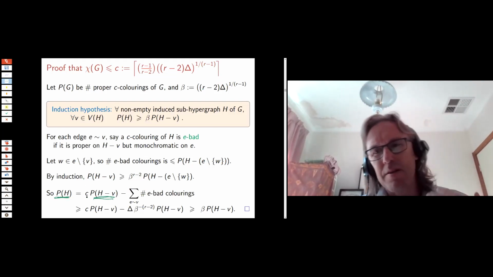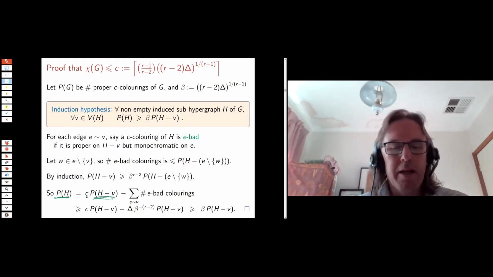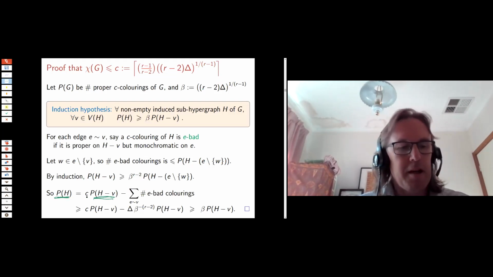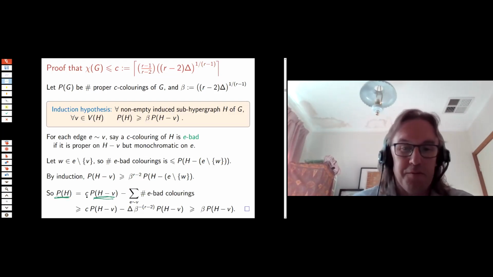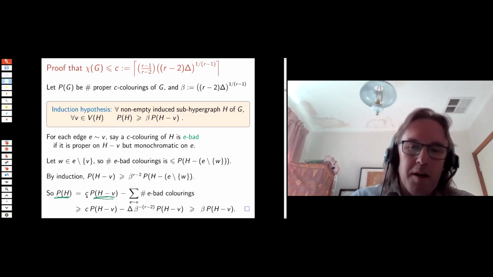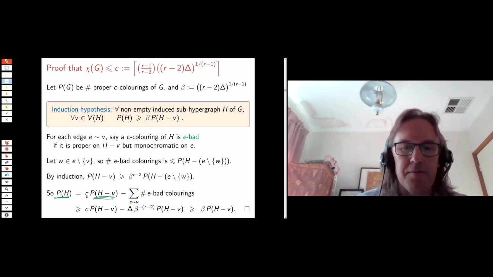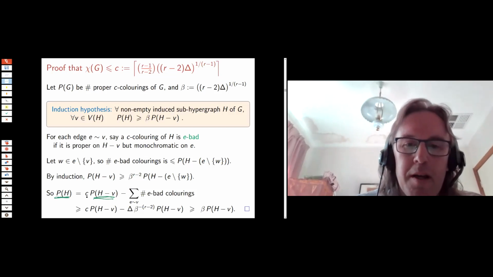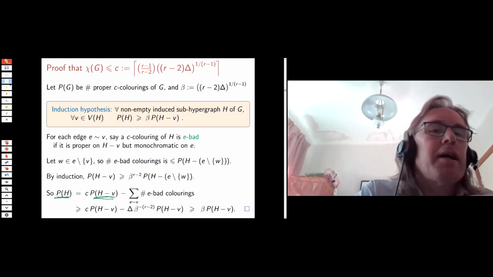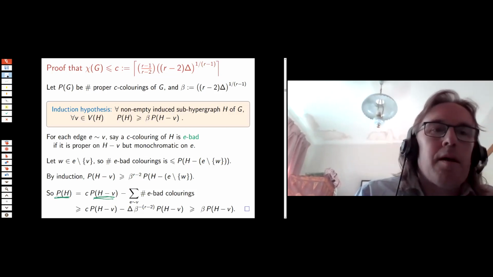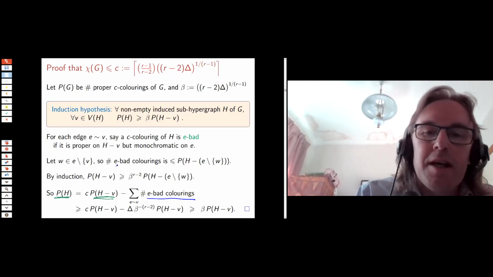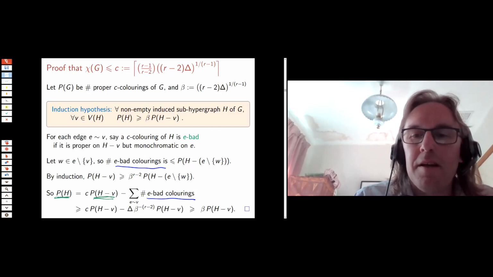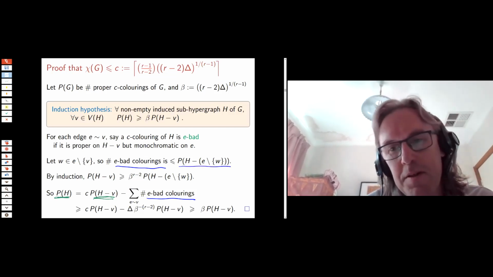But some of those colorings are proper, some of them are not proper. And I care about the proper ones. So I have to subtract away the number of colorings that are bad, meaning they created a monochromatic edge. But that monochromatic edge has to involve V itself. So I subtract away all the E-bad colorings when I sum over all the edges E incident to V. But now I can just bring in my inequalities from above. I care about the number of E-bad colorings. Well, I've just said the number of E-bad colorings is at most the number of proper colorings of P of H minus E minus W.